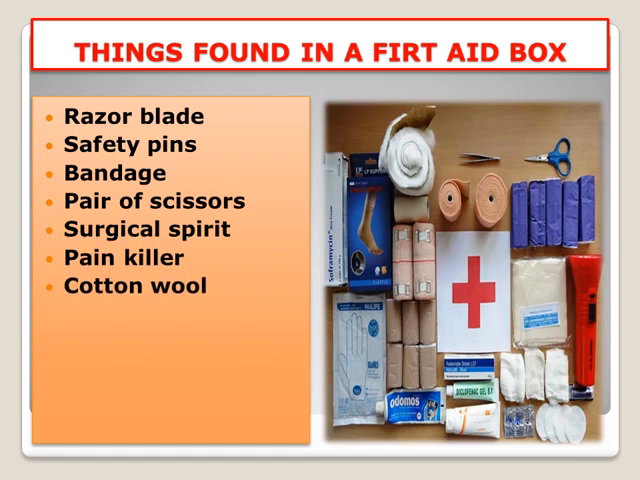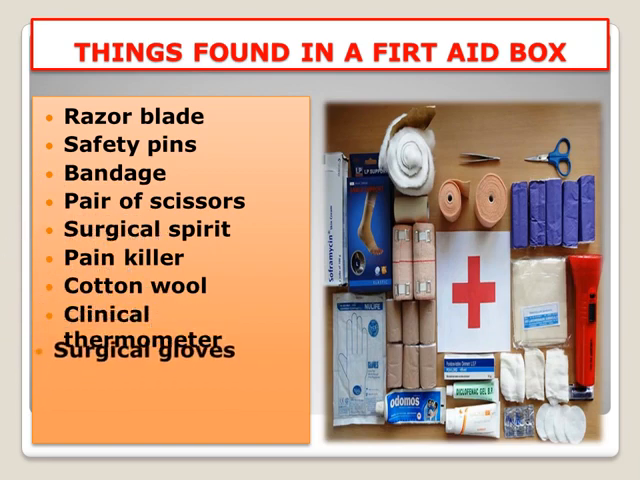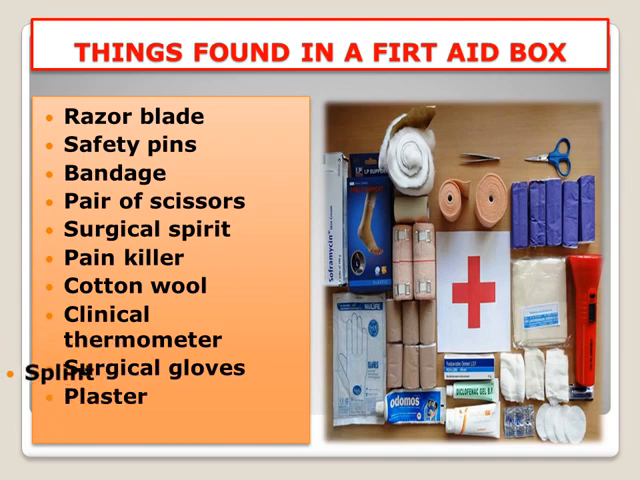We'll go and look at the cotton wool. Yes, cotton wool is here. Then the bandages are here. Then we have the clinical thermometer used to measure temperatures. Then we have the surgical gloves for wearing on the hands. Mine are physically seen here. And lastly, we shall talk of the plaster and the splints.